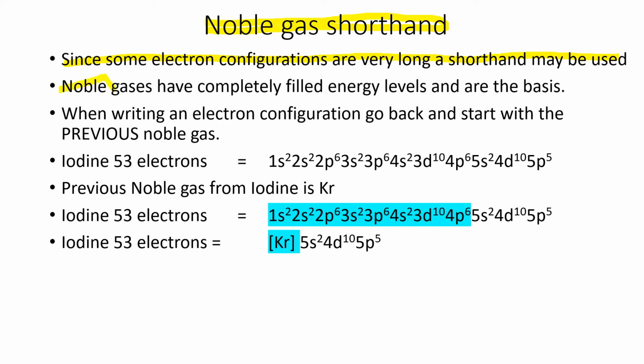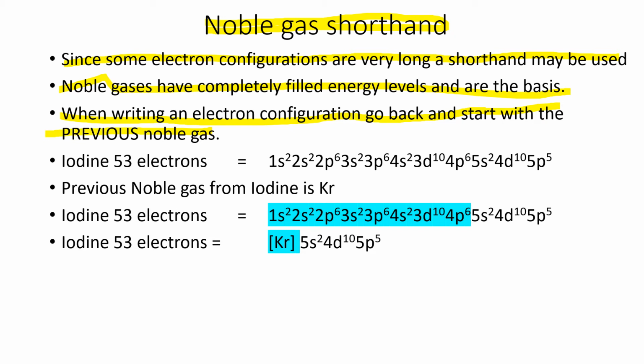What you've noticed is that noble gases will have completely filled energy levels. If you write out the electron configuration for the noble gases, you're going to see they have filled energy levels, meaning when you put in one more electron than what a noble gas has, you start a new energy level. So when writing an electron configuration using the shorthand, you go back and start with the previous noble gas.